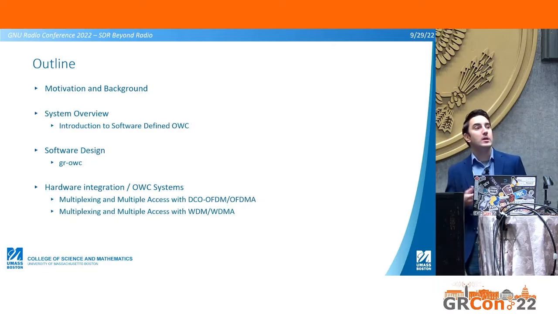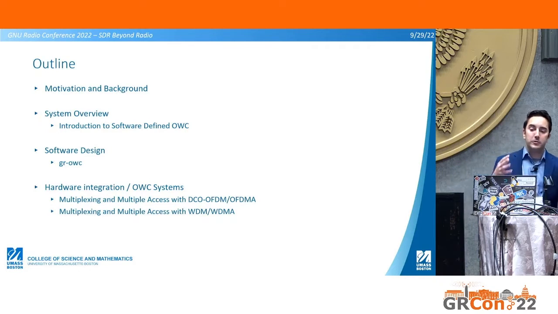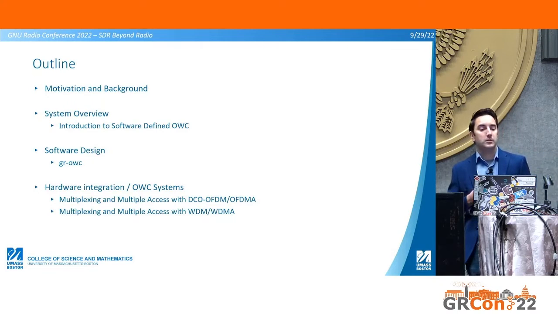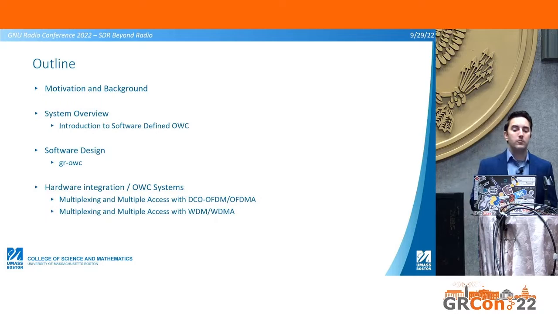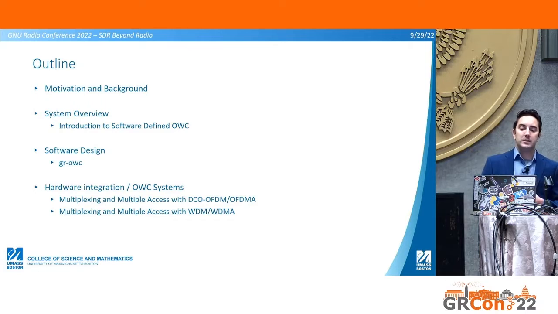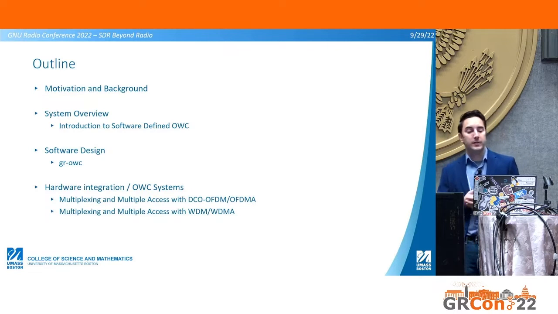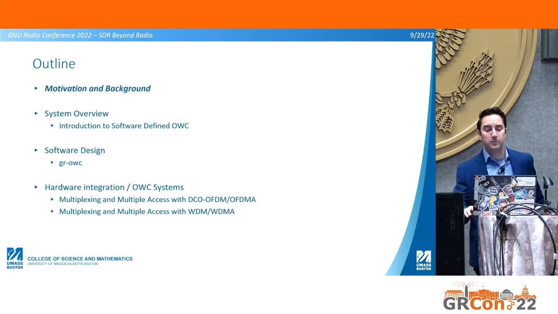Quick motivation, background, some reasons why we're looking at SDR applications for optical wireless communications. I'll talk a little bit about our systems overview and introduce this concept, software-defined optical wireless communications. We'll talk briefly about the software design, what we're doing with this out-of-tree module, GROWC, and then I've got some videos and demos talking about our hardware integration, a little bit of optical wireless systems, how we brought this to experimental practice, and some of the stuff we're starting to look at from a systems perspective related to multiplexing and multiple access using DC-biased optical OFDM or OFDMA, and also wavelength division multiplexing and WDMA multiple access.